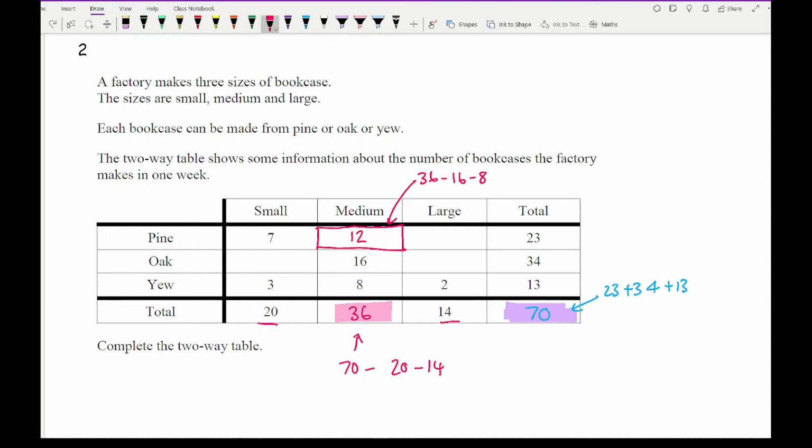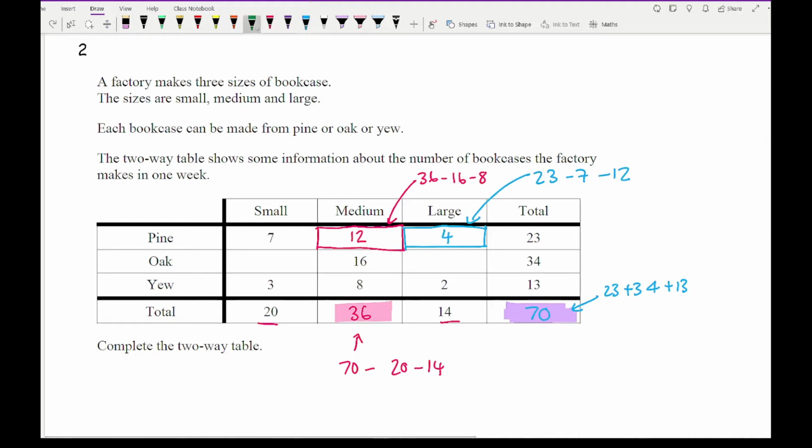Now again, I can then work out how many pine large books there are, because again, I've got two values, I'm only missing one number. So to work this out, I need to do 23 take away 7 take away 12. So 23 take away 7 take away 12 leaves me with 4.